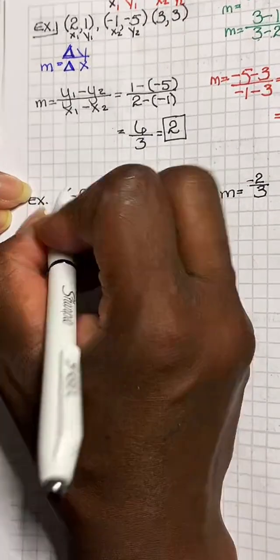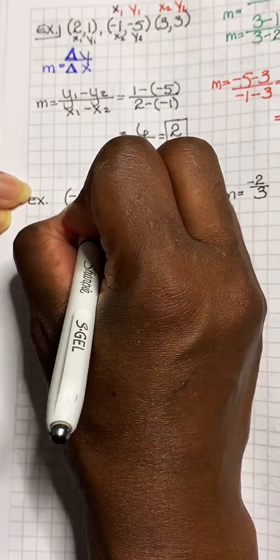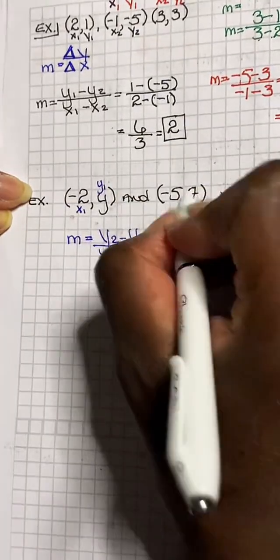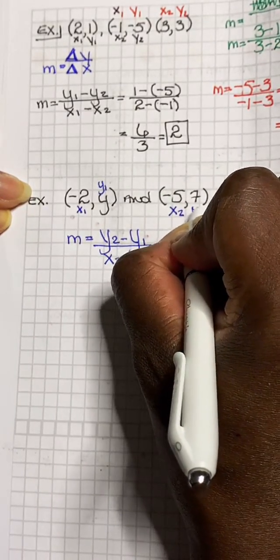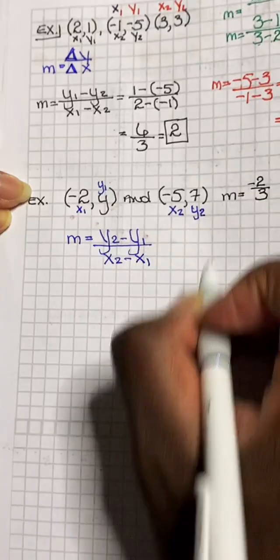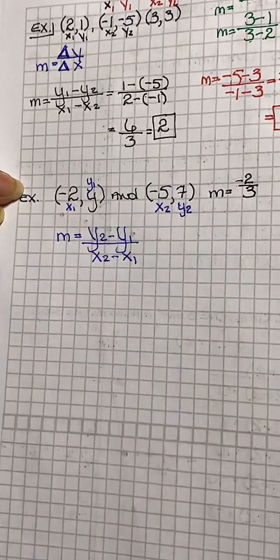That means this is going to be my first point. So that's my x1. This will be my y1. This will be my x2, because that's my second point. And that's the y of my second point. And they're giving us our slope.